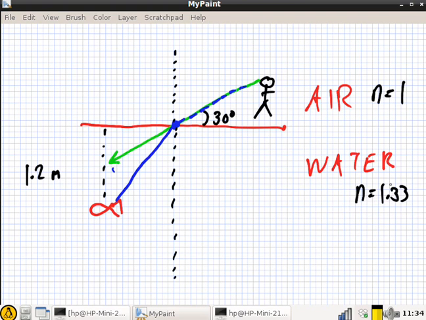Okay, what is the angle here for this question? And we're talking about from here to the man. What angle? Give me the number. Very good. It's 60 because we need to measure from the normal. So the angle is 60 degrees. Remember, we always measure from the normal, the perpendicular line.